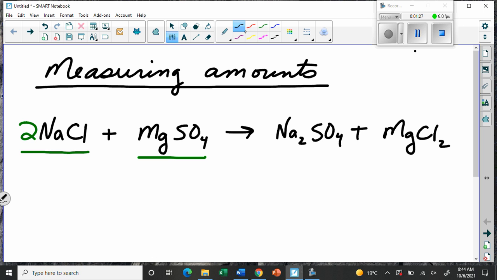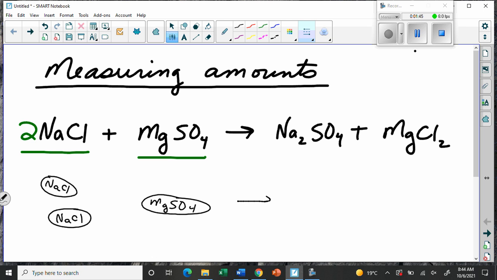that this could mean you have 2 little NaCl compounds. Let's just put them like this, NaCl. And that would react with 1 of these magnesium sulfate compounds. And then if you shuffle the deck, right, then you could end up with 1 of these little sodium sulfate compounds, and then 1 of these magnesium chloride compounds.